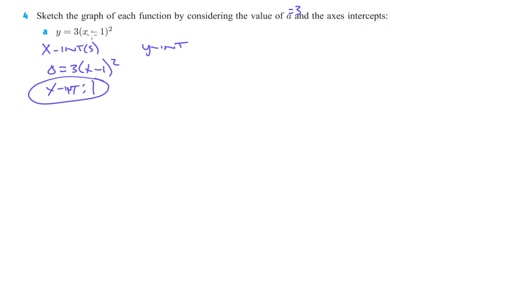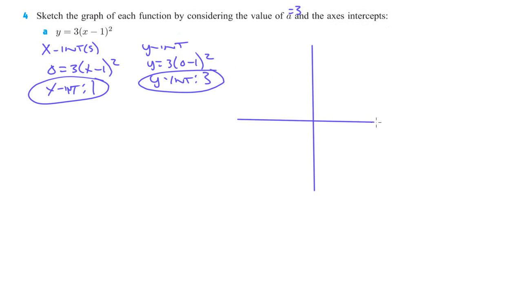And then the y-intercept is going to be y equals 3 times 0 minus 1 squared. 0 minus 1 is negative 1. Negative 1 squared is 1. So that's 3 times 1. So it's just 3. Y-intercept is 3. Right? So now we can sketch this thing here and there. So we got x-intercept at 1. Y-intercept is at 3. Since it only has one x-intercept, it means it has to bounce off this point right here. So it's going to look like that and that.